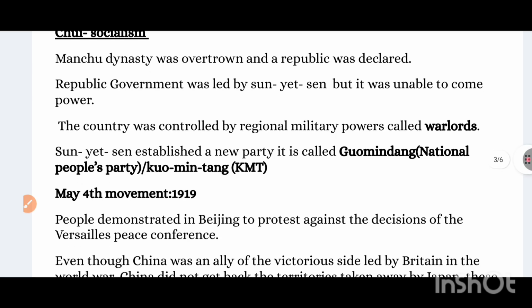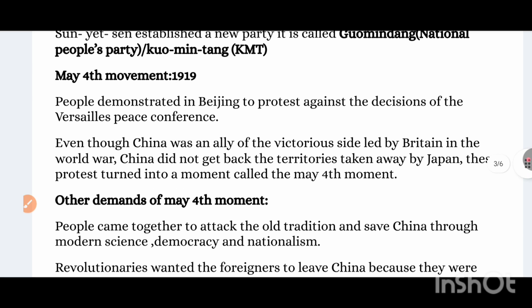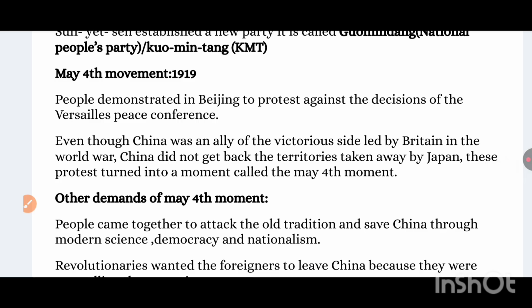Now, before that, a famous movement, the May 4th movement in 1919. Many Chinese people demonstrated or protested in Beijing city against the Versailles Peace Conference. Why did China protest against the Versailles Treaty Conference?